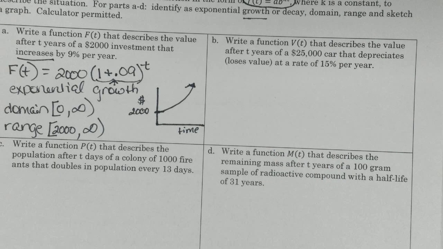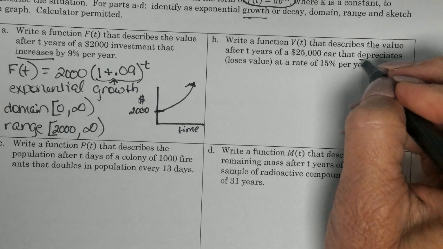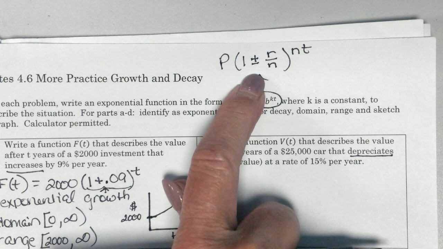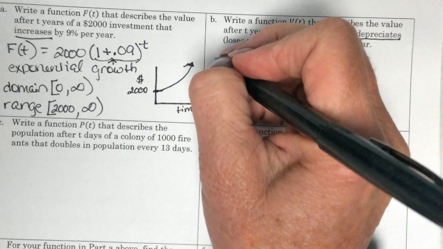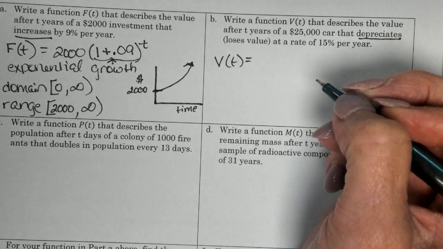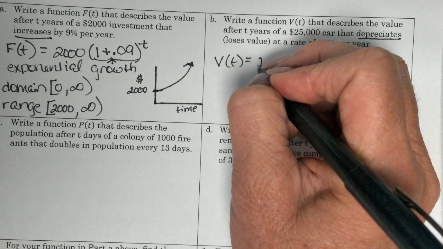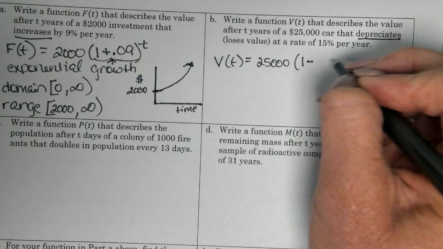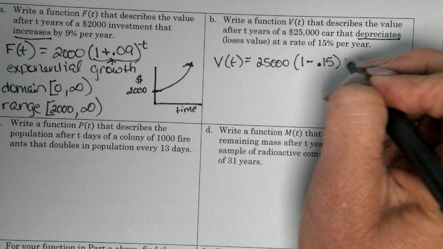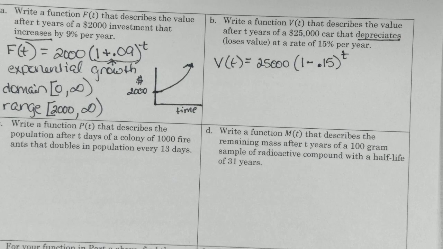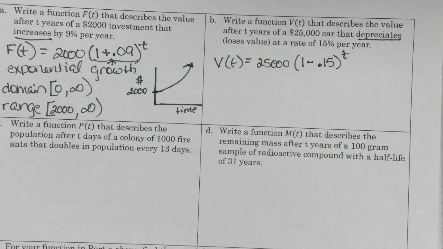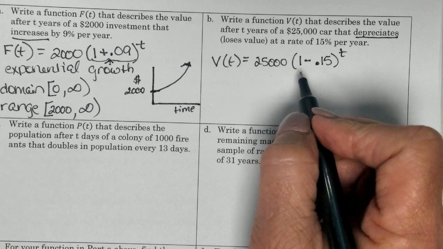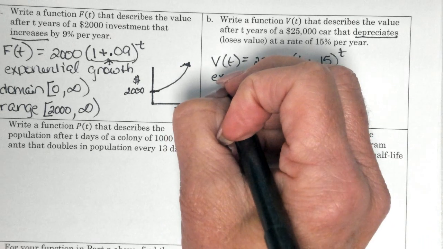So, since we are depreciating, right here, instead of a plus, we're going to have a minus. So what we've got is V of t equals, and we've got a $25,000 car at 1 minus 0.15 to the t power. And right there, we would identify this because our base would be 0.85, so this would be decay, exponential decay.